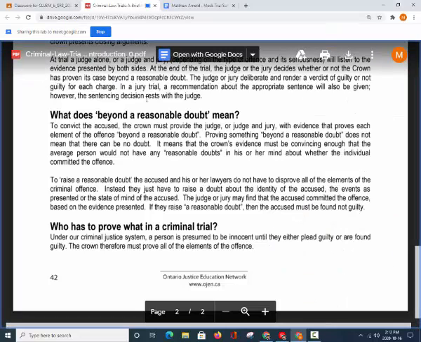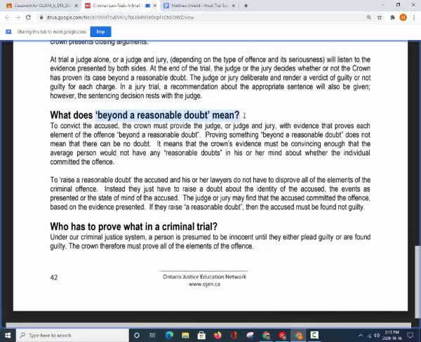So today we are talking about criminal trials and specifically the direct examination, or examination in chief. The first piece that we need to review is the concept of beyond a reasonable doubt. We also need to know which side is responsible for proving beyond a reasonable doubt that the guilty party both committed the act and had the intent to commit the act. So actus reus, the physical act, and mens rea, the mind, the intent to commit the act.